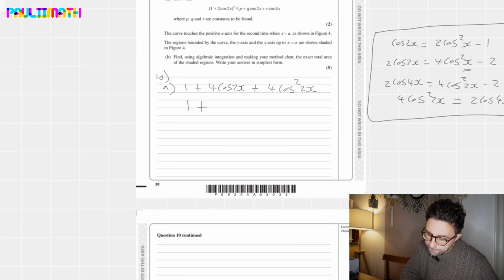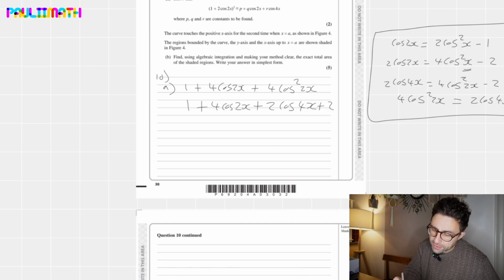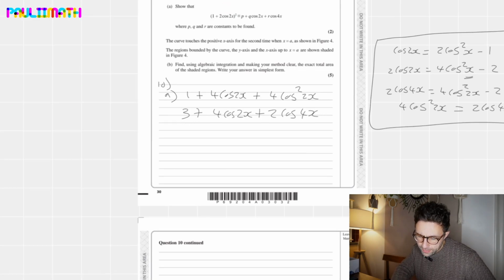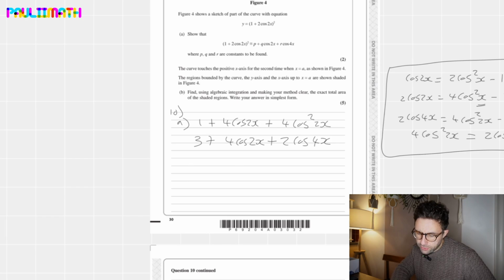One plus 4 cos 2x plus 2 cos 4x plus 2. So effectively, that 2 and 1 just come together in perfect harmony to become 3. 2, 3, 4. Poetic stuff. Come on then, let's finish strongly.